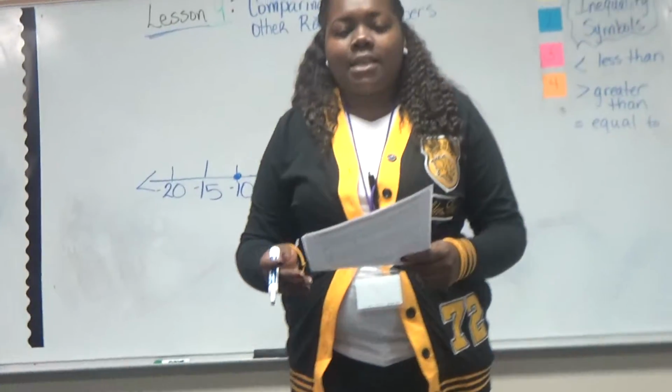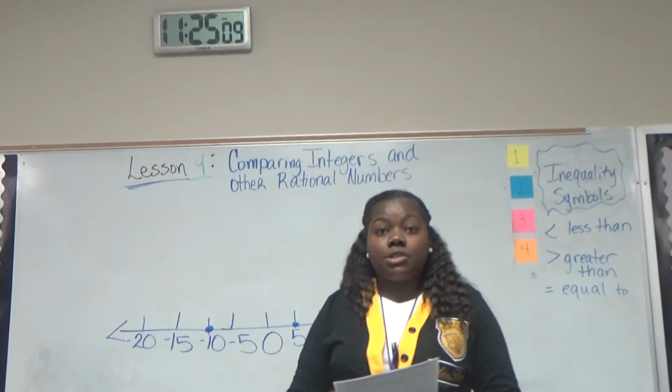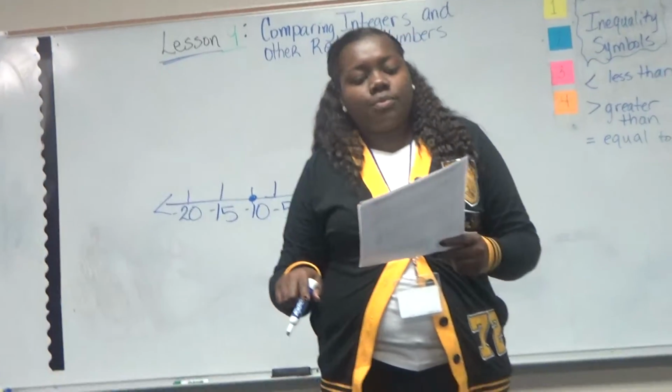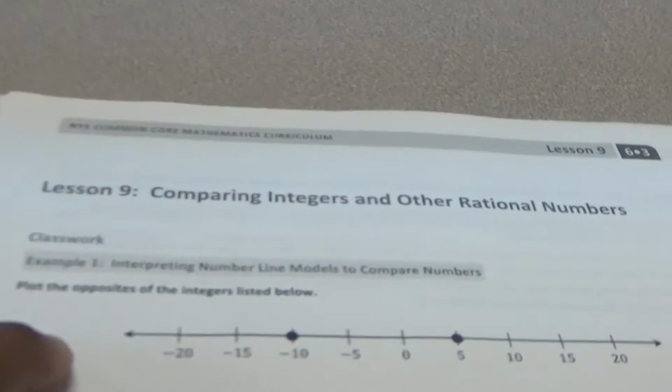All right, welcome to lesson 9 where we talk about comparing integers and other rational numbers. So we're going to get started right away. Locate example 1 on your paper. Example 1 tells you to interpret number line models to compare numbers.